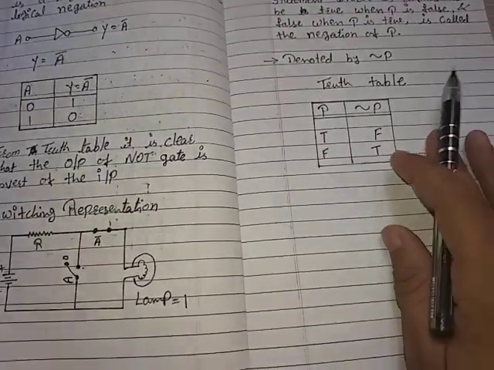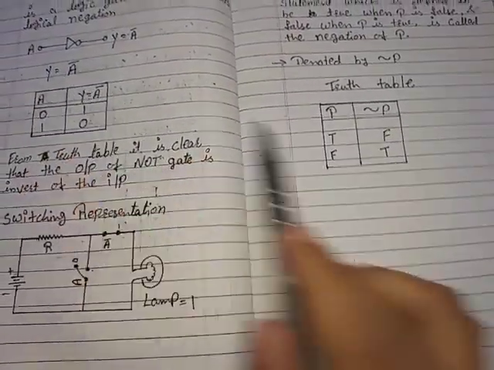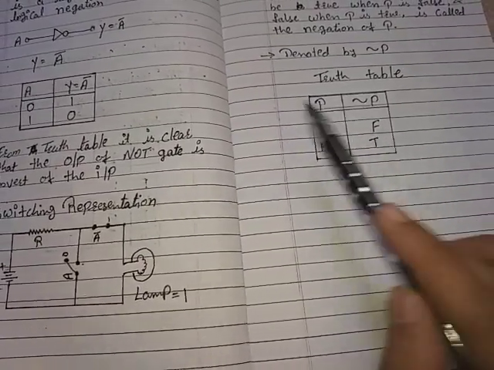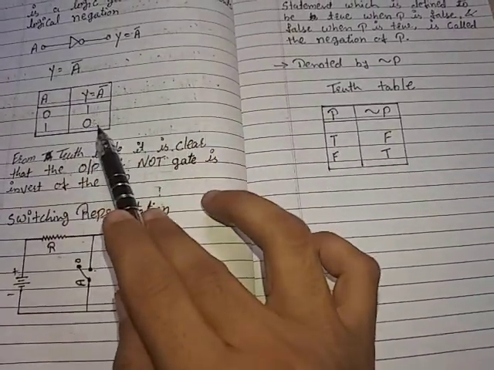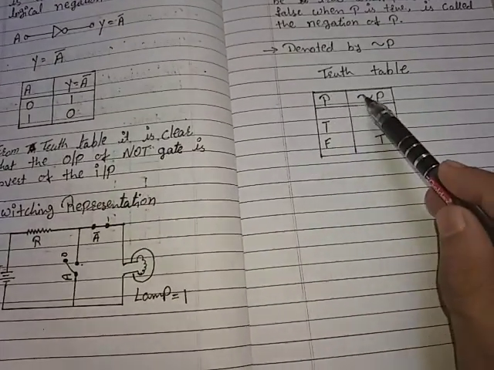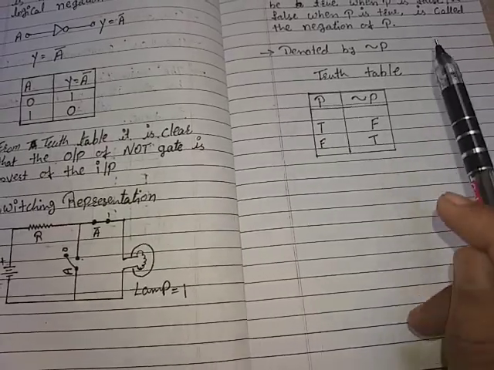Now let's see. When A is 0, Y is 1. When p is F, negation of p is true. When A is 1, A bar is 0. When p is true, negation of p is false.